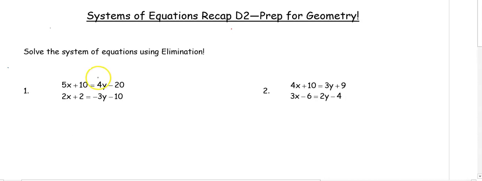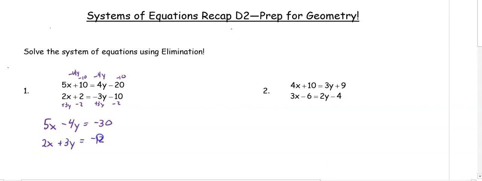So in number 1, in the first equation we want to move 4y by subtracting 4y and move 10 by subtracting 10. So when we rewrite that we get 5x minus 4y is equal to negative 30. In the second equation we're going to add 3y to both sides and subtract 2. So we get 2x plus 3y is equal to negative 12.